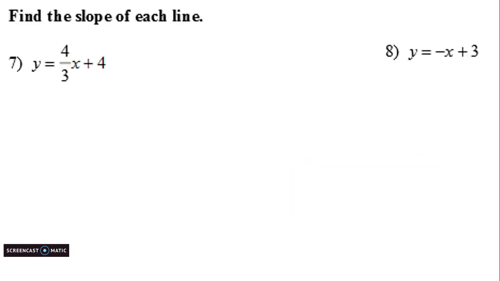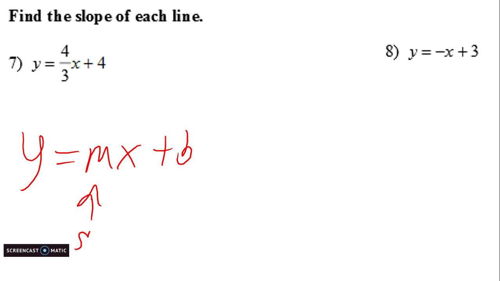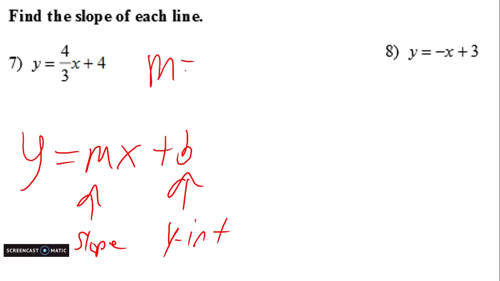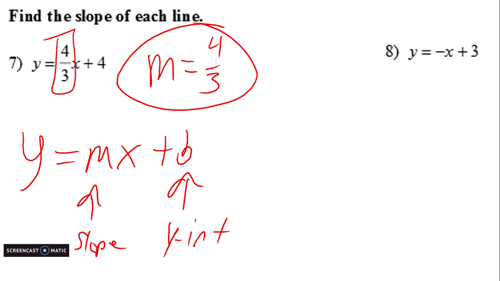All right, so find the slope of each line. These are like the world's most simple problems that you'll ever see. Remember, y equals mx plus b, where m is your slope, b is your y-intercept. Doesn't even ask you to find the y-intercept for this one, just finding the slope. M equals, it's the number right in front of x, which happens to be 4/3. Don't just circle it, right? M equals 4/3. So easy. Over here, there is a negative sign in front of the x, which means that the slope is negative 1. Again, we're literally just looking for whatever number is in front of x to find the slope.